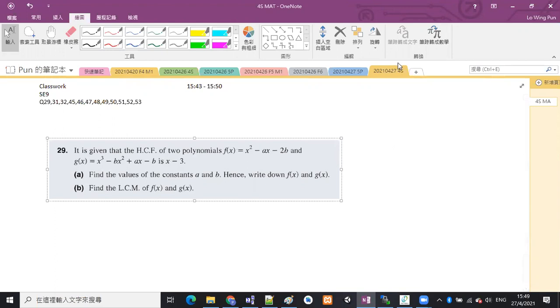Okay, so I think I can only talk about question number 29 today. So let's go to 29. It is given that the HCF of two polynomials f(x) and g(x) is x minus 3.